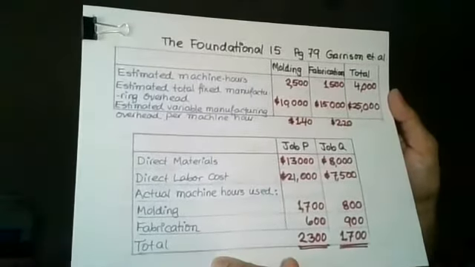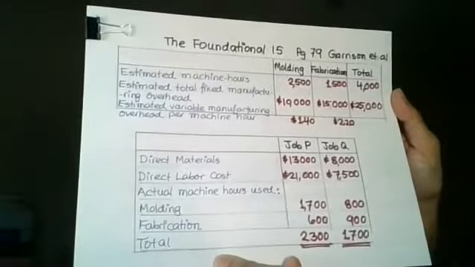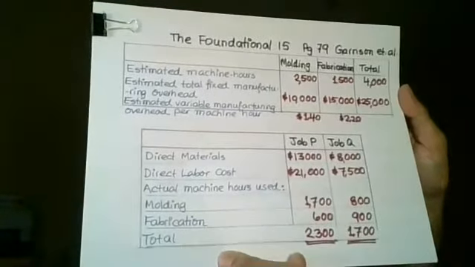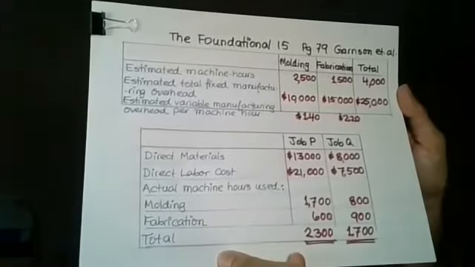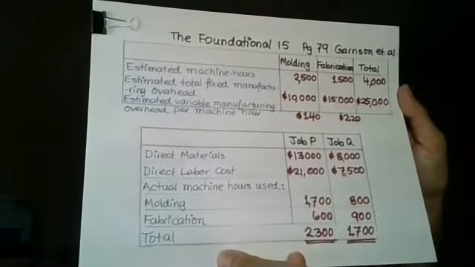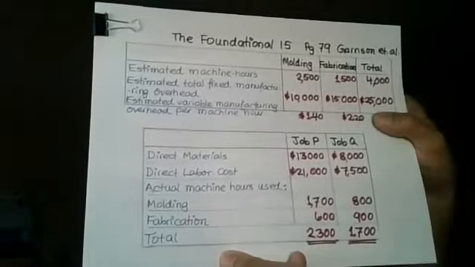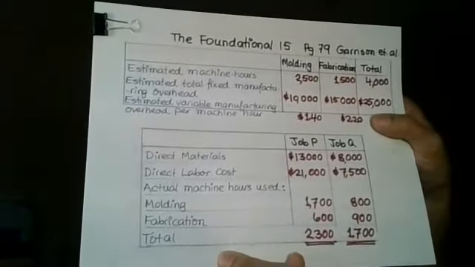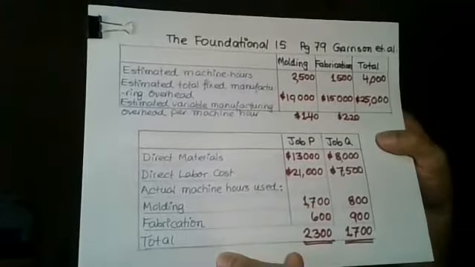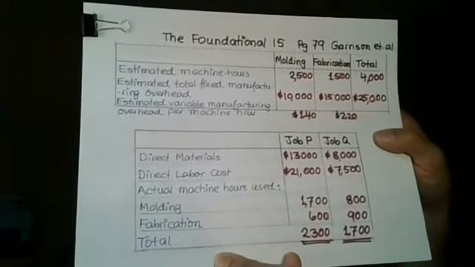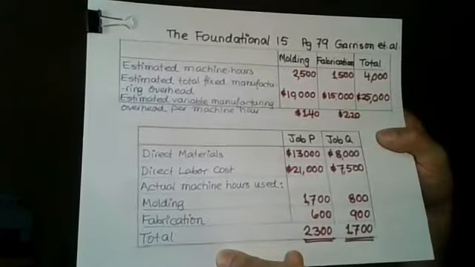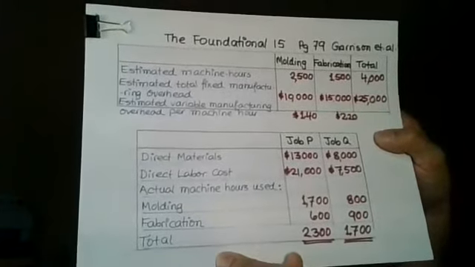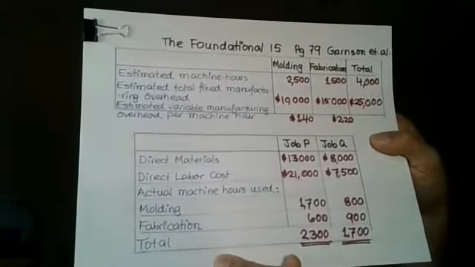And then the estimated variable manufacturing overhead per machine hour. Variable is per the allocation base. The allocation base here is machine hours, which is $1.40 for molding and $2.20 for fabrication. And then there are two jobs here, jobs P and Q. Direct materials issued to job P is $13,000, job Q is $8,000. Direct labor cost, $21,000 and $7,500.